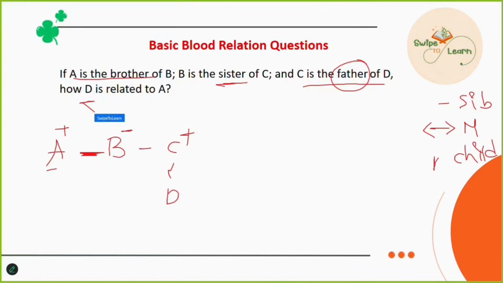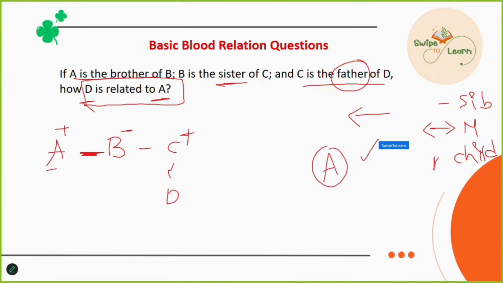Now, how D is related to A? While solving the blood relationship concepts come from the right to left. So when question is being asked how D is related to A, you think from the perspective of A, not from the perspective of D. Okay, how D is related to A. That means what A calls D, not how D calls A. Okay, think from the perspective of A.